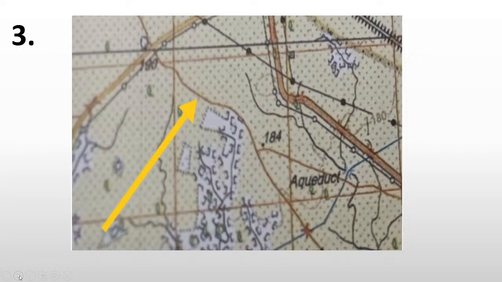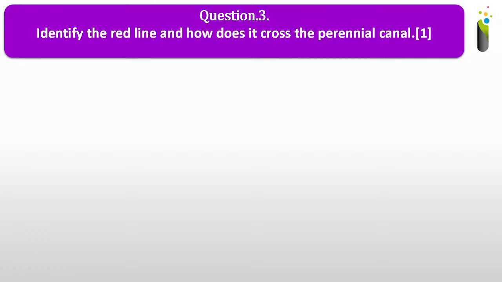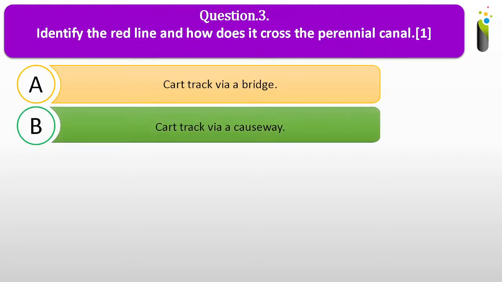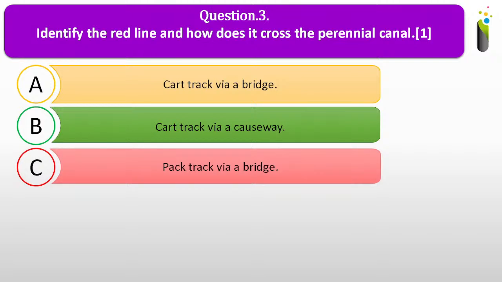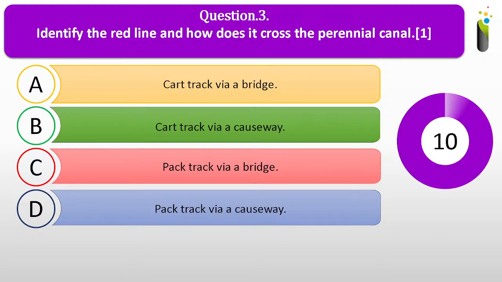Now we go to the next. Look at this picture for question number 3. Look at this picture perfectly. Identify the red line and how does it cross the perennial canal? A, the cart track via a bridge. B, cart track via a causeway. C, pack track via a bridge. D, pack track via a causeway.